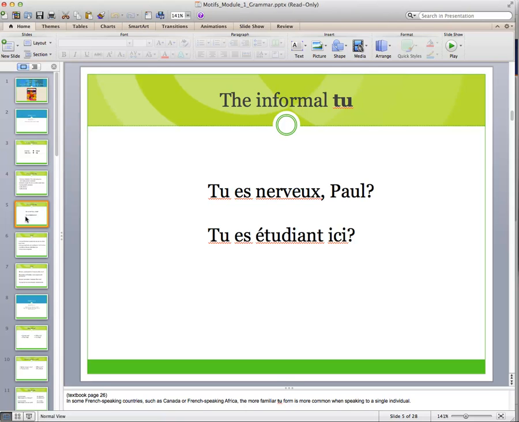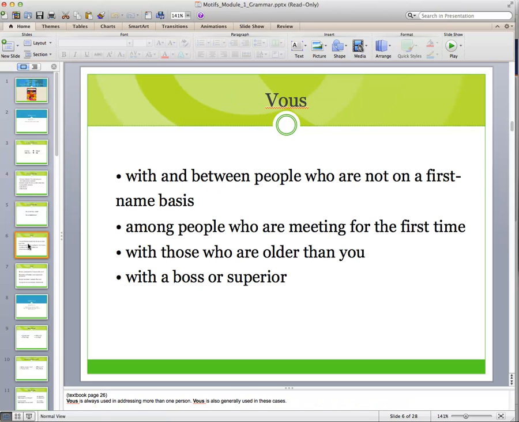In some French-speaking countries, such as Canada, or in parts of French-speaking Africa, people use tu more commonly than in France. The vous form of you is used with and between people who are not typically on a first-name basis.